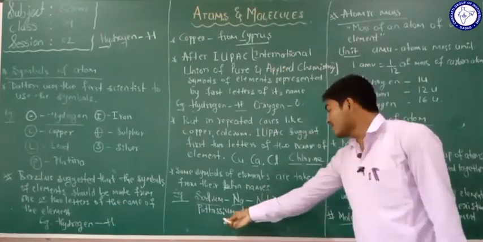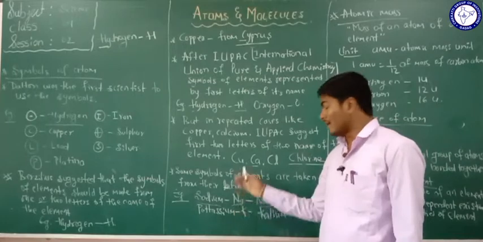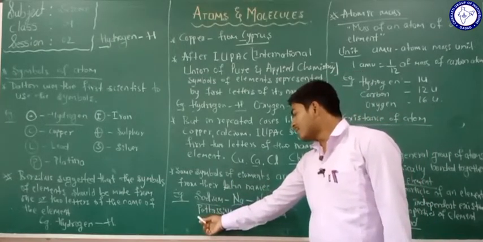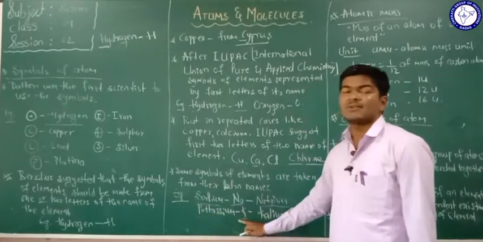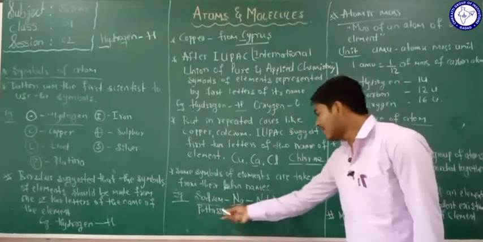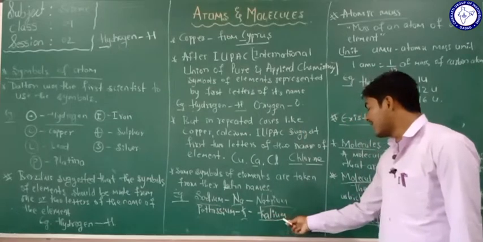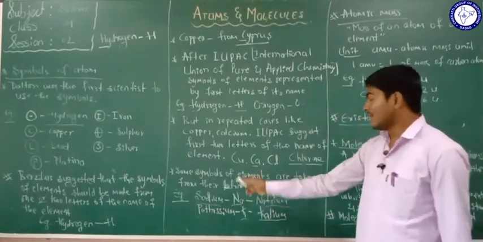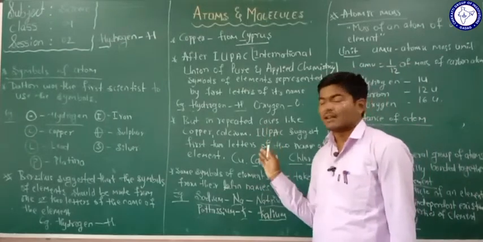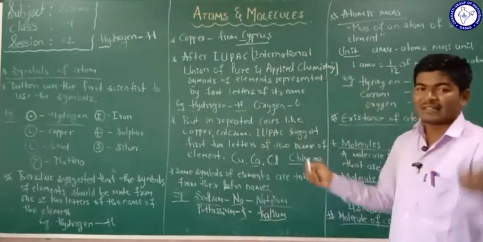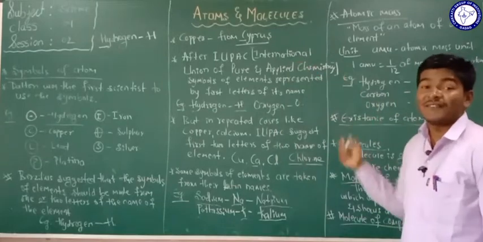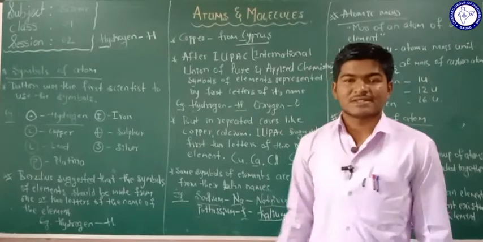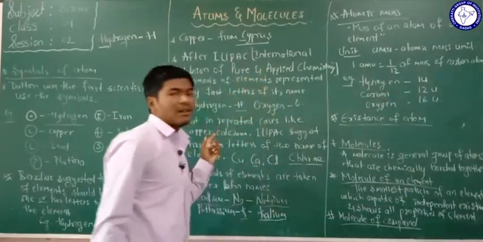Another example here is potassium. We represent potassium by K, but the starting letter of potassium is P. Why? Because we are using K here, since the Latin name of potassium is kalium. So we represent the symbols of an element by the Latin name. That is another condition which IUPAC refers to when representing the symbol of the elements. So that is all about how we symbolize the elements.